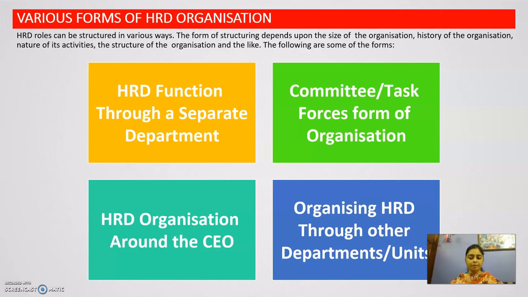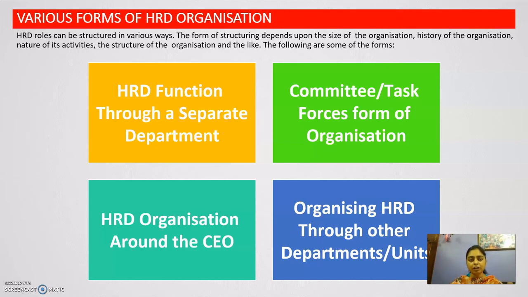Next is human resource development organization around the CEO. Another way is to have the CEO as the human resource development facilitator. This becomes inevitable for small scale organizations, educational institutions as well as other small size organizations. In such organizations, the CEO of the unit should become the human resource development facilitator. It should be an integral part of his or her life as well as role. He or she may, if necessary, appoint from time to time temporary teams or working groups to look at specific tasks and activities.